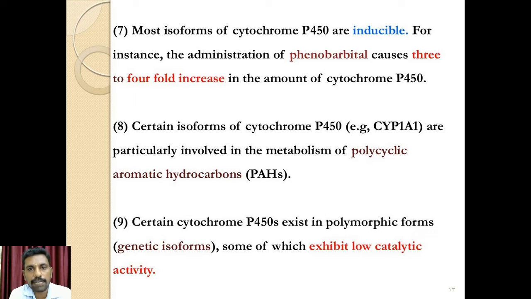Here the administration of phenobarbital causes a 3 to 4 fold increase in the amount of cytochrome P450. Lipids are also components of the cytochrome P450 system. The preferred lipid is phosphatidylcholine, which is the major lipid found in membranes of endoplasmic reticulum.